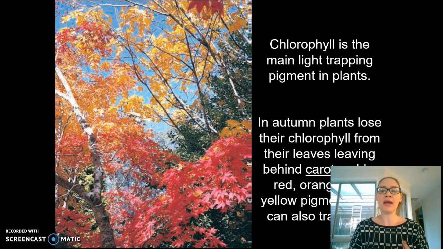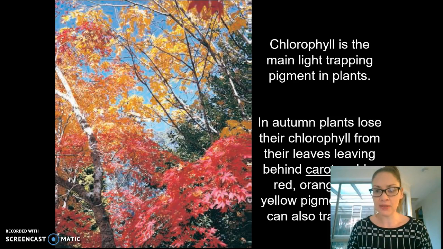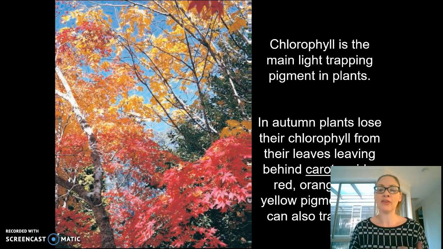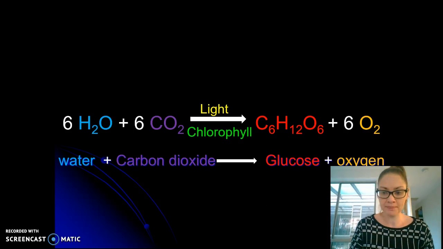So chlorophyll is the main light-trapping pigment in plants, and that's what gives it the colour green. In autumn, when plants lose their chlorophyll, they leave behind carotenoids. So that's red, orange and yellow pigments that can also trap light.